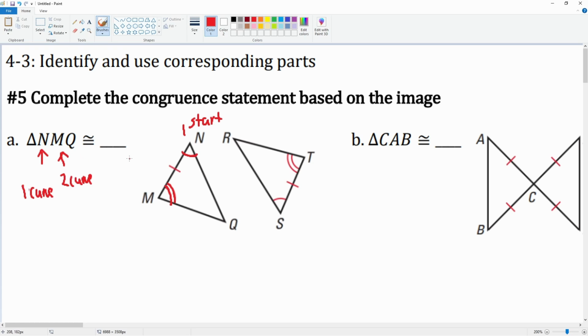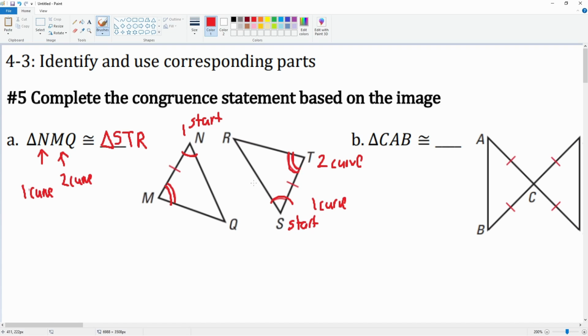So it is congruent to what? Well, you want to start here because why? Do you see here it has 1 curve? So that is angle S. Then it goes to the 2 curve. So that is T. Then the only one left is R. So you can say triangle NPQ is congruent to triangle STR.